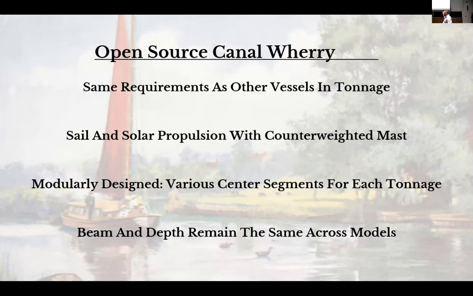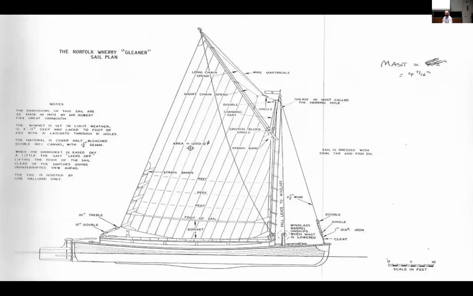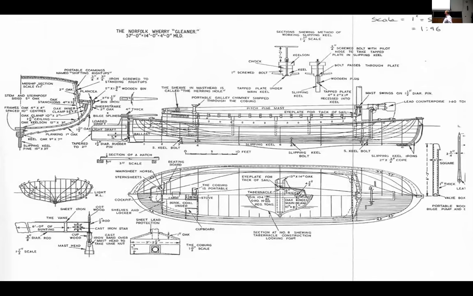Now, same other basic requirements, but this would really need electrification. And I'm pirating the counterweighted mast directly off of the Norfolk wherries that were used in England from really the very early 18th century into the 1920s and 30s. It's a really neat design, actually. Here's the sail plan on one of them. But I'm going to move over here. The rig was actually designed with a counterweight. Otherwise, it's a cat rig.